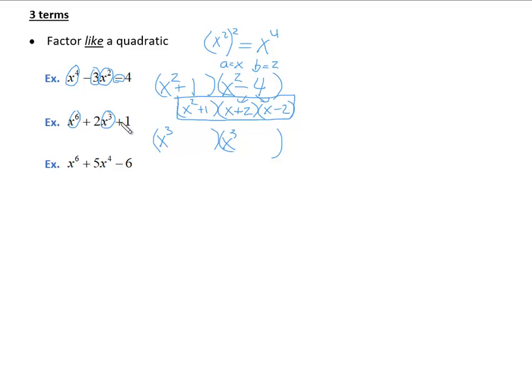Let's see. This positive one tells me they're the same signs. The middle term tells me they're both positive. And the factors of 1 that add up to 2 are 1 and 1. Wow, this problem could get really ugly here. This is a sum of cubes. And this is also a sum of cubes.